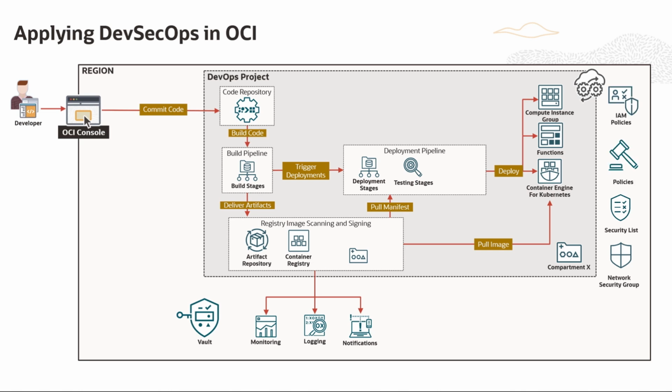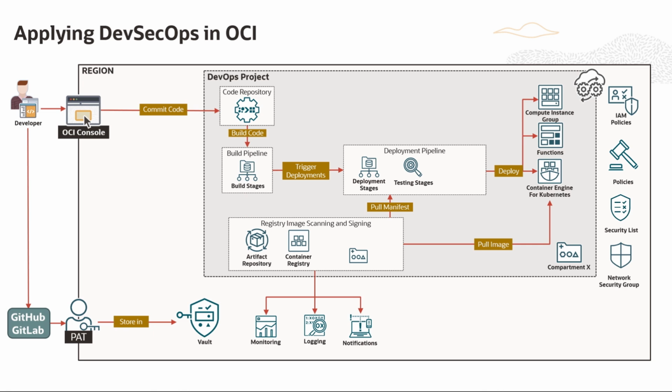To integrate with third-party code repositories such as GitHub or GitLab, developers need to create a personal access token to obtain permissions to access the code. Now, to ensure the security of these tokens, they are stored in an OCI vault, which provides a safe and reliable method for storing sensitive data. Once the code is committed to a code repository, it can trigger a CI/CD pipeline.